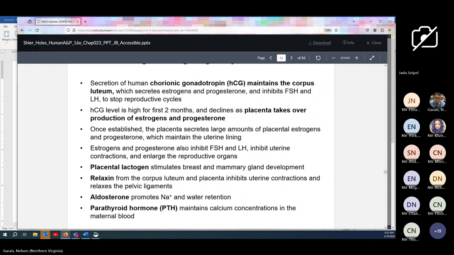Okay, remember our HCG box? Well, we're gonna add a couple more things to the HCG box. Let's add, it also inhibits FSH and LH, okay? Because do you need ovulation when you're pregnant? No. So it will inhibit FSH, LH. So let's look at our box of what human chorionic gonadotropin is.